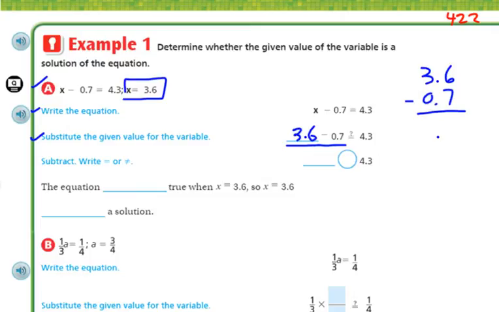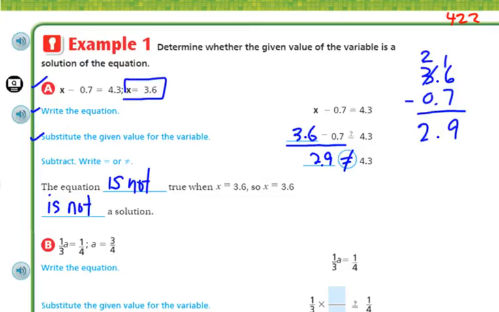Bring it down here. Okay, so 6 from 7, or 7 from 6. No, got to drop that to a 2. Bring the 1 over. 16 minus 7 gives me a 9. 2 minus 0 gives me a 2, and I have a 2.9, which does not equal 4.3. So we would say the equation is not true when x equals 3.6. So x equals 3.6 is not a solution.